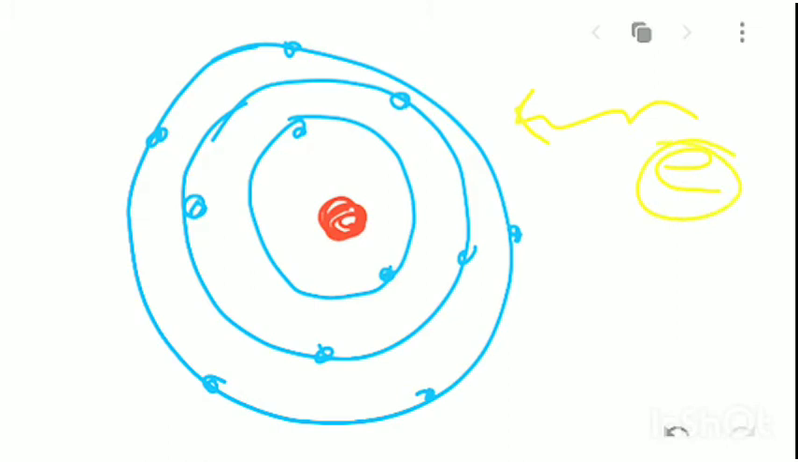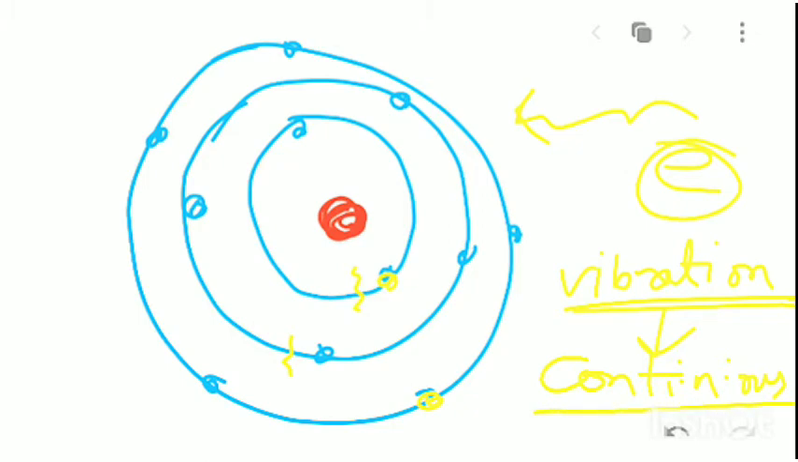what happens? The atom gains that energy, and if that energy is a normal level of energy, in that case the electrons in the orbits just vibrate, and due to their vibration at their position, the energy they emit forms the continuous X-ray portion. Clear? This is the main reason behind the emission of the continuous X-ray spectrum. Clear?